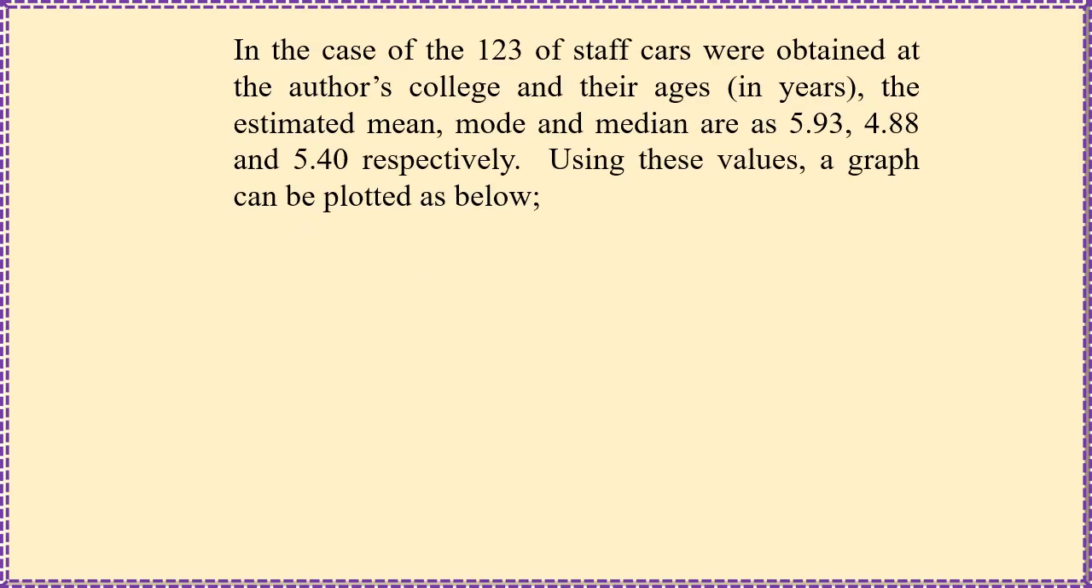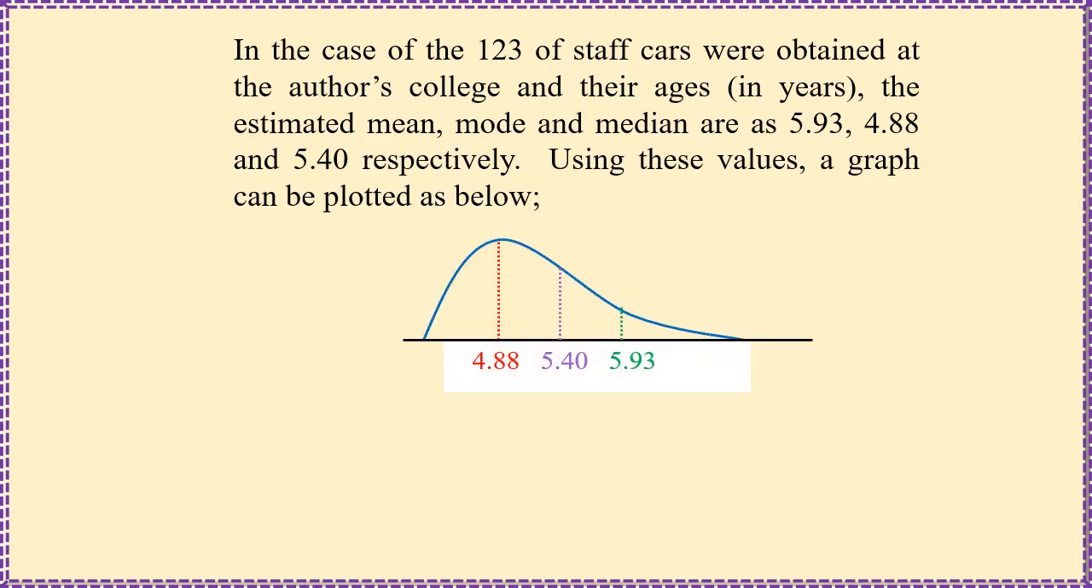In the case of 123 staff cars obtained at the Authors College and their ages in years, the estimated mean, mode, and median are 5.93, 4.88, and 5.4 respectively. Using these values, a graph can be plotted as below. So we can say that the mode is the smallest value, so it should be on the left side. And then after that, we have 5.93, which is the mean. And then lastly is the median, 5.4.